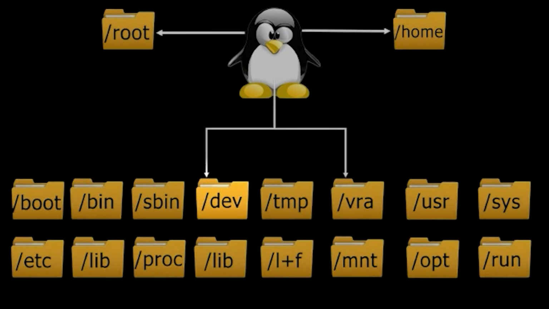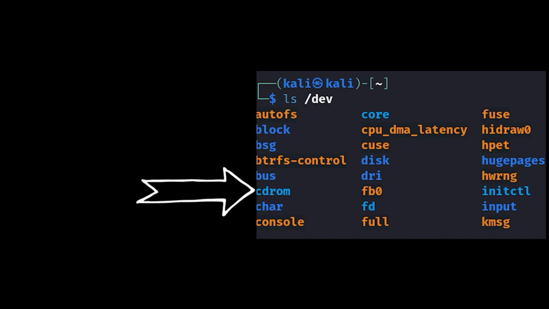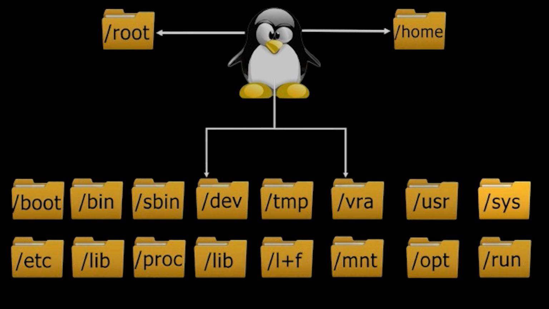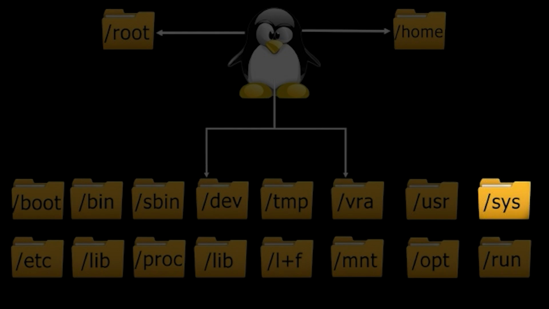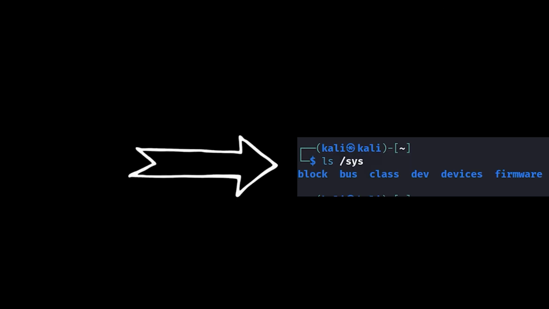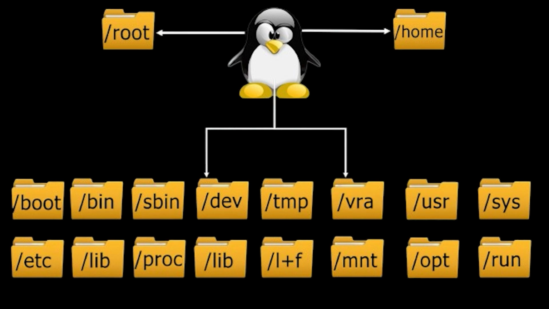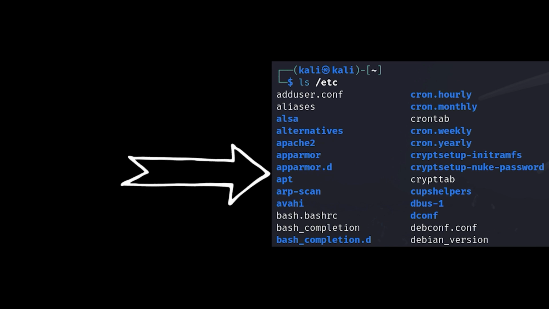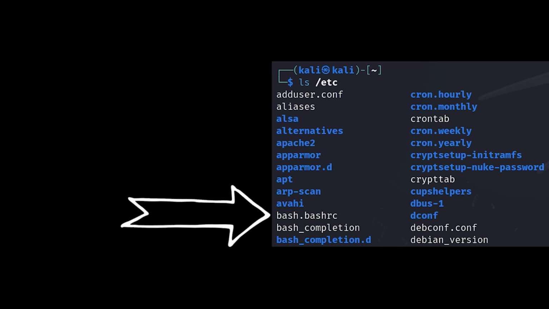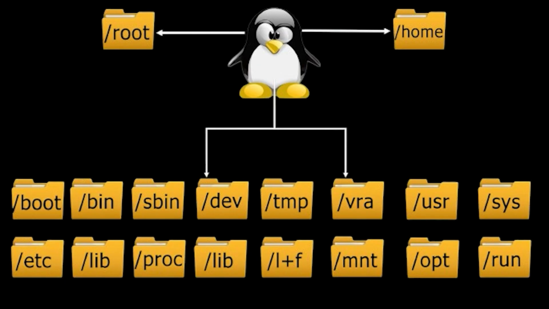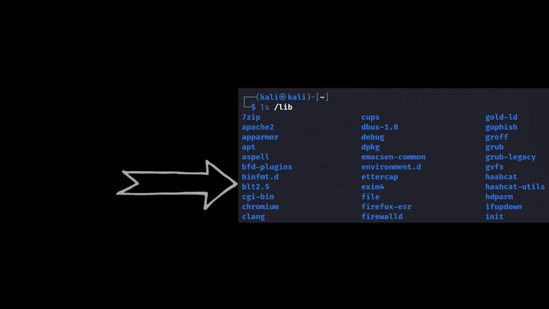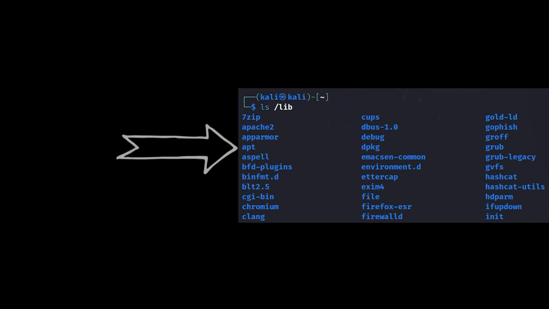Four is /dev, which contains device files, such as /dev/null, which represents a null device. Similar to /dev, /sys contains configurations about devices and drivers. Five is /etc, called etc, which contains configuration files for the system, like /etc/passwd, which lists all users. Six is /lib, called libraries, which holds libraries needed by binaries in /bin and /sbin.